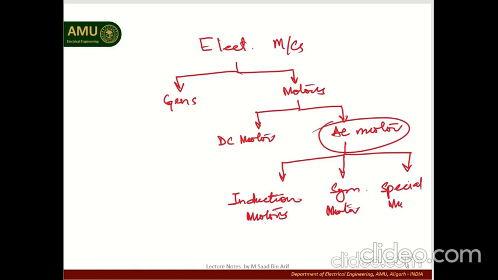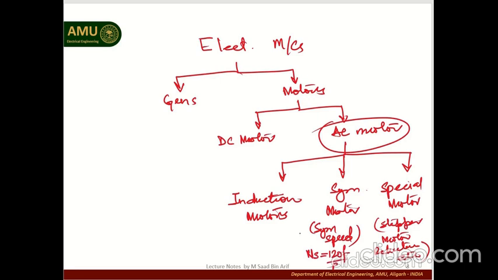The synchronous motor is a motor or electrical machine whose rotor rotates at synchronous speed. That is, a synchronous motor always runs at synchronous speed. What is synchronous speed? As you all know, the speed of a rotating magnetic field is basically the synchronous speed of the motor, which equals 120 F by P. You all are aware of this formula, where F is the supply frequency and P is the number of poles.